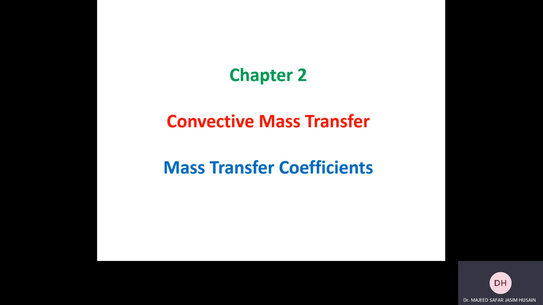Today we'll start chapter 2, which is about convective mass transfer. Convective mass transfer is similar to convective heat transfer. You have studied heat transfer, and they spoke to you about convection, so it is a similar idea. When we have mass transfer, the bulk is very important. As you can see, the subtitle for this chapter is mass transfer coefficients, so we are dealing with MTC, the mass transfer coefficients, in this chapter.